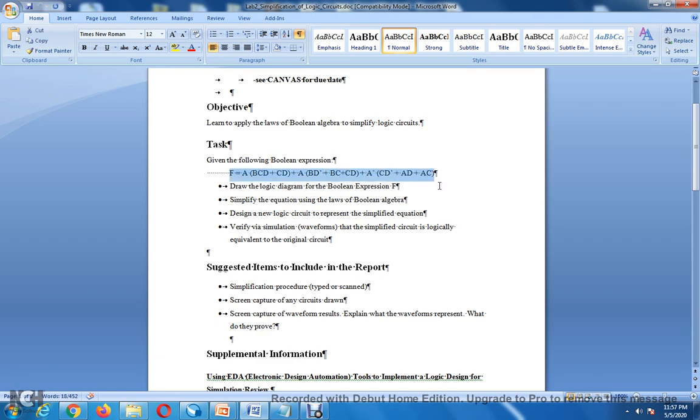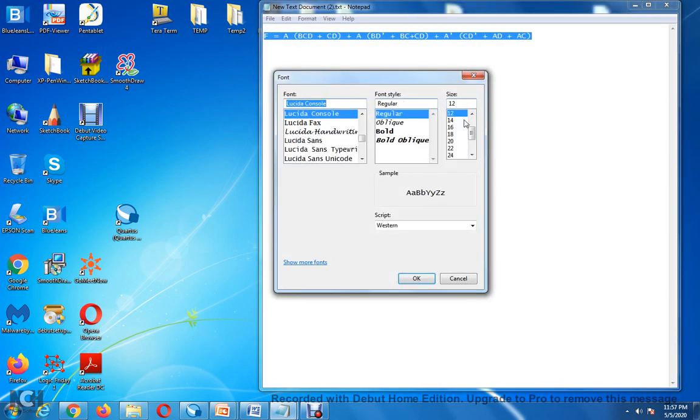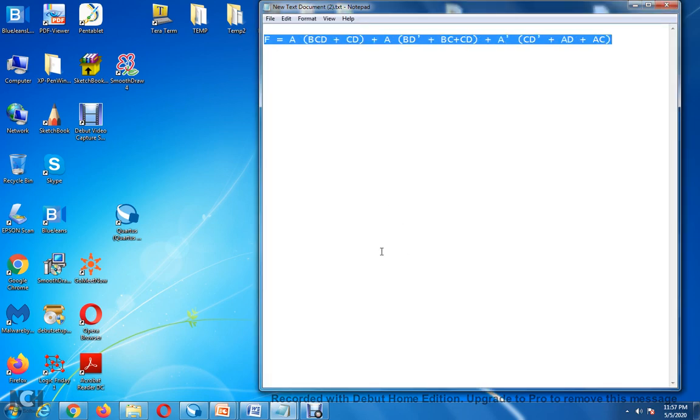You probably don't have a lot of experience with simplifying something like this, so I guess we work on it together. Okay, Control C. Go down here, Control V. Now, can I make it bigger? Maybe go to 16. Yeah, it's better. So we look at this. What's good about this is the A's are already factored out. We would have to do that if it wasn't already done.